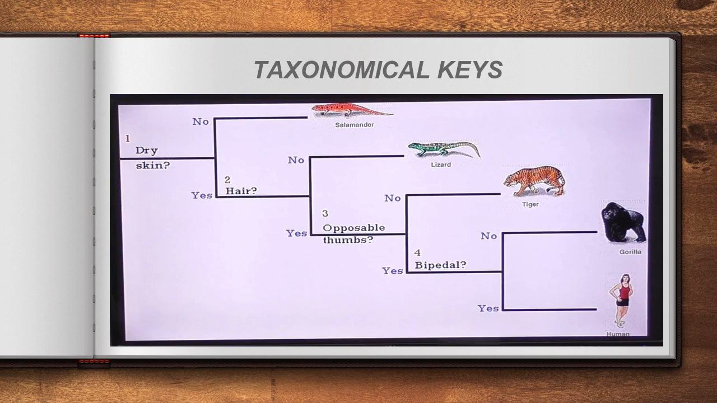Then it is a gorilla, which has four legs. But if it is two legs, we can say it leads to human beings. Okay. This is one of the simple methods, an example for taxonomical keys. Fine.